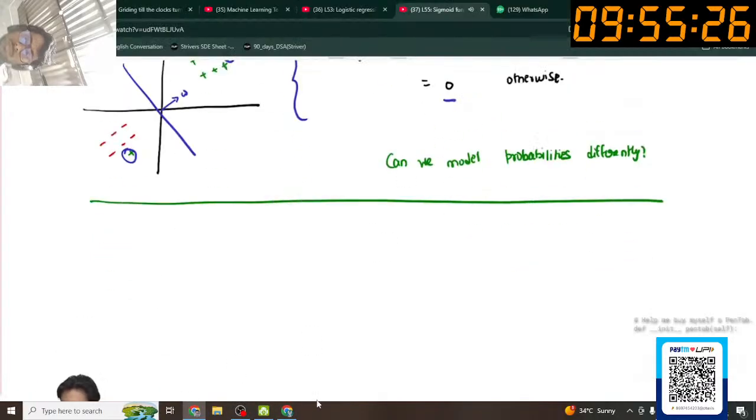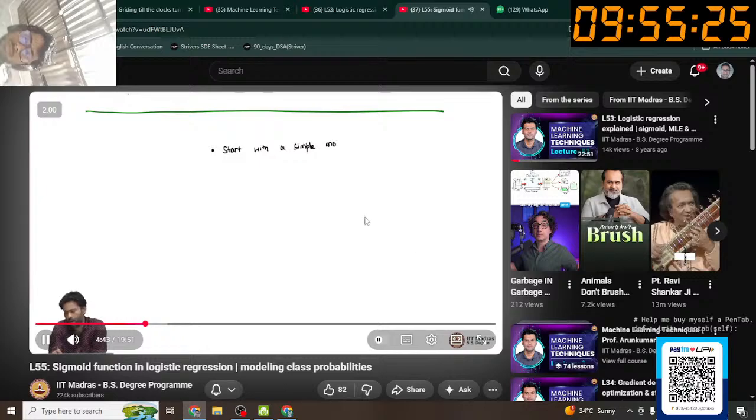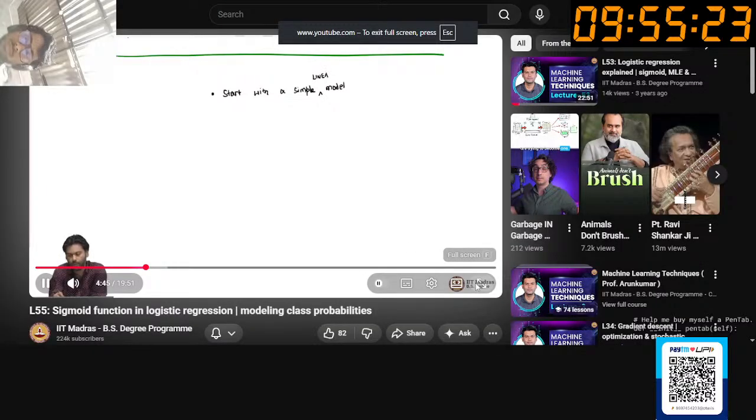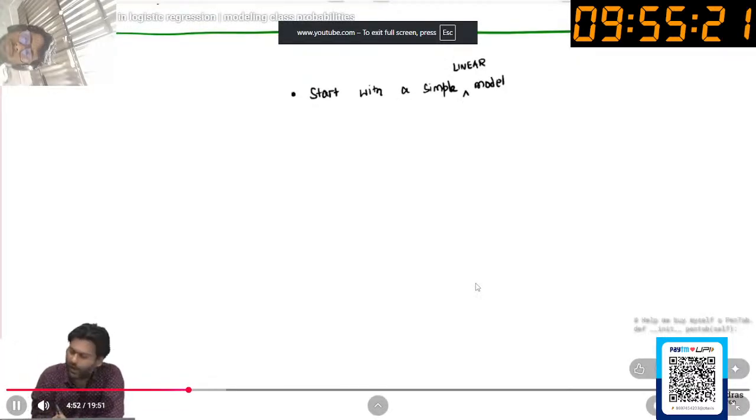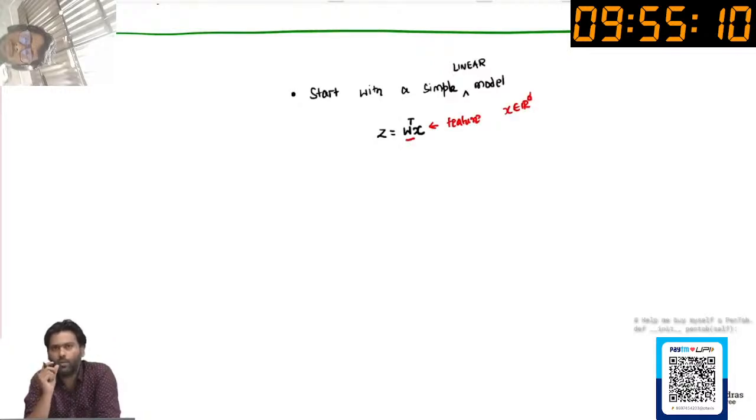There are several ways you can model it, and here is one natural way. We can start with a simple model. What is a simple model? A simple linear model. Simple models are typically linear. That means you have some z, which is like a score for a data point with respect to some w. x is again your feature vector, x is in R^d as usual, and then there is some w. If I compute w transpose x, that value is like a score that w gives for this data point x.